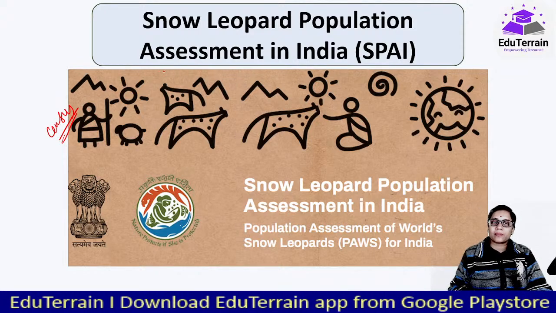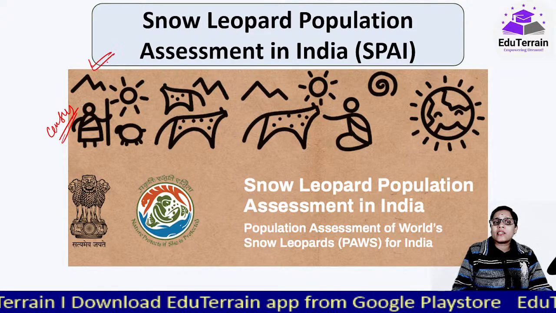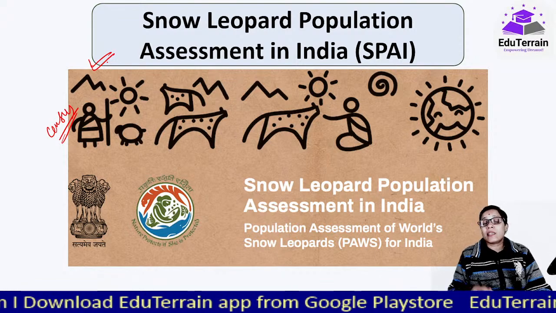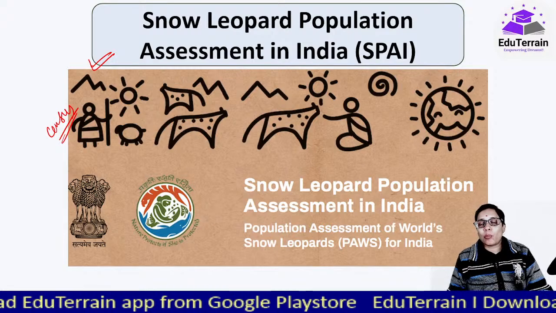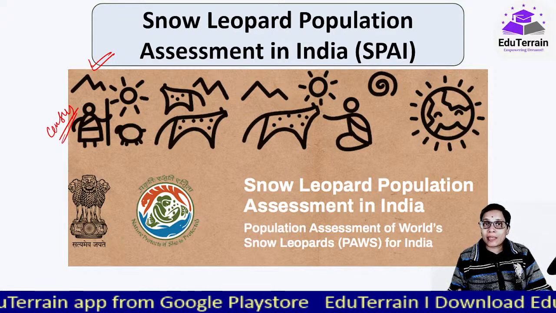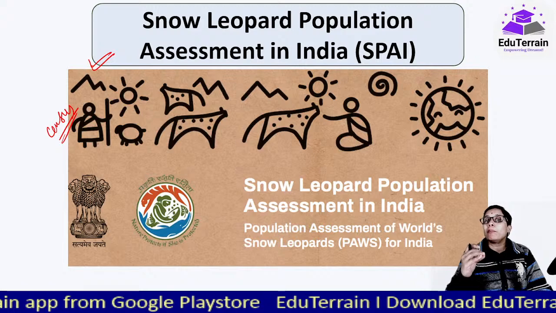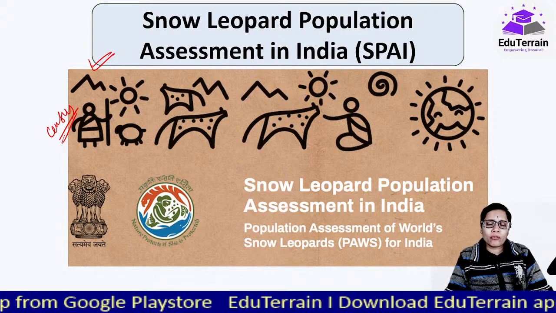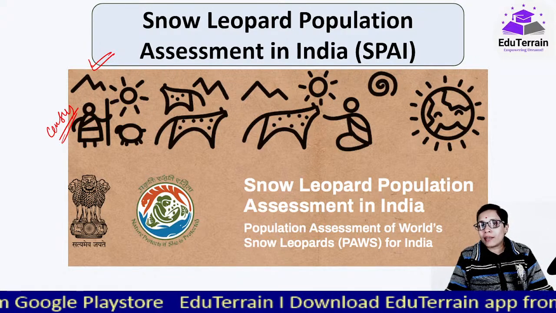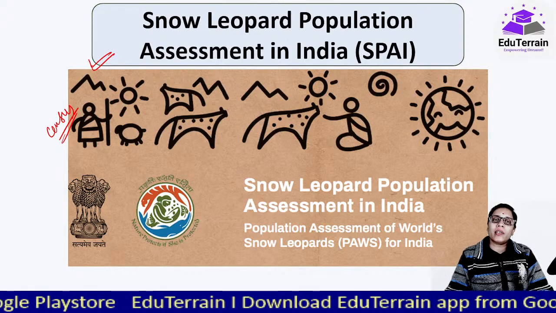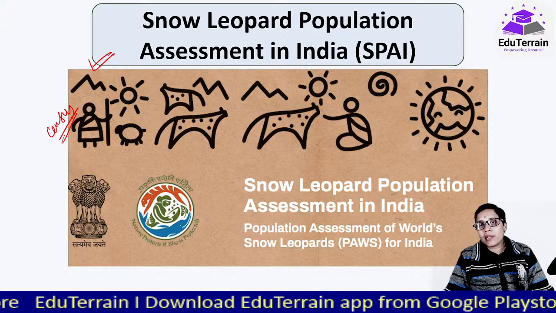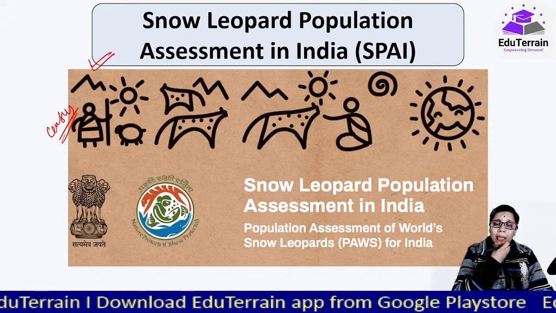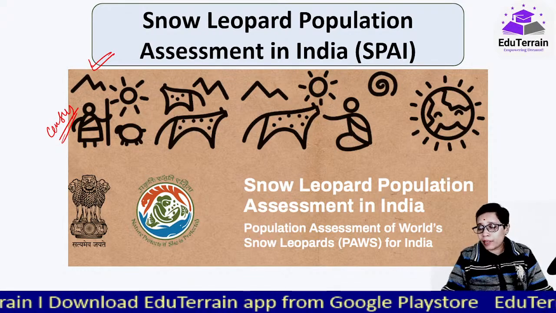So the first one is the snow leopard assessment in India. This is the first time that we are doing this snow leopard population assessment. It is one of the big cats that resides in the temperate areas of India. Only in a few states can we find it in India. Across the world, close to 12 countries are there where one can find these snow leopards. And as I've said, this is the first time they have launched this.